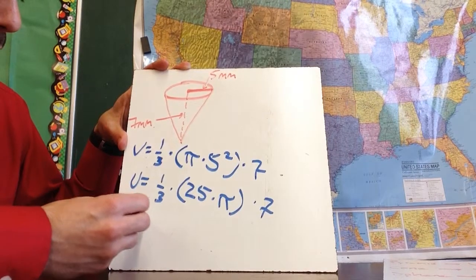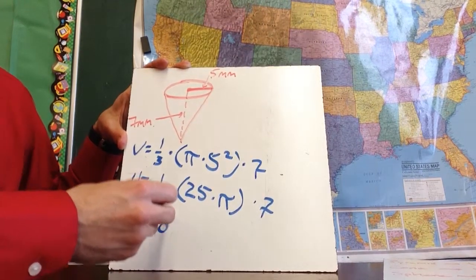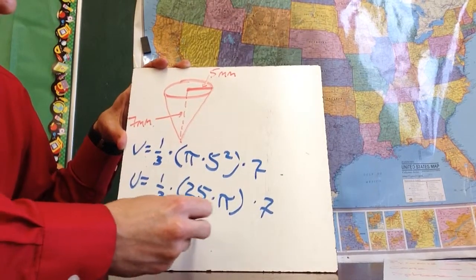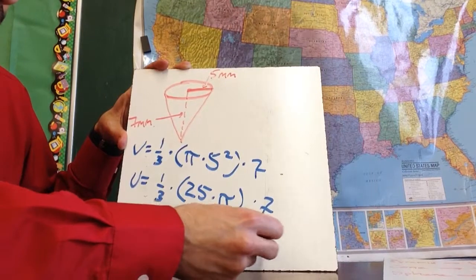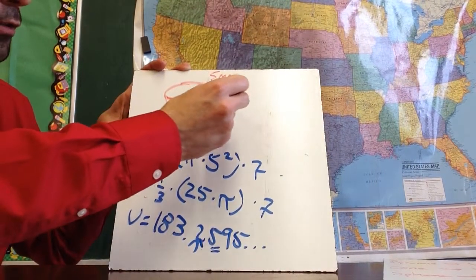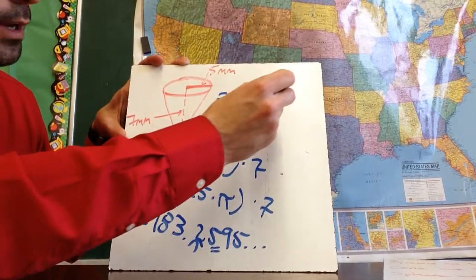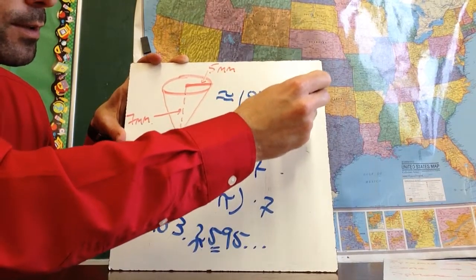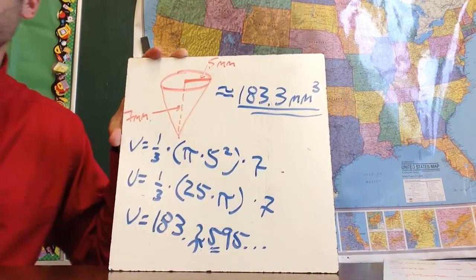And so the volume of this is going to be 183.2595 dot dot dot. This 5 tells me I should round this up, so my volume is approximately 183.3 cubic millimeters. So that would be the volume of this cone.